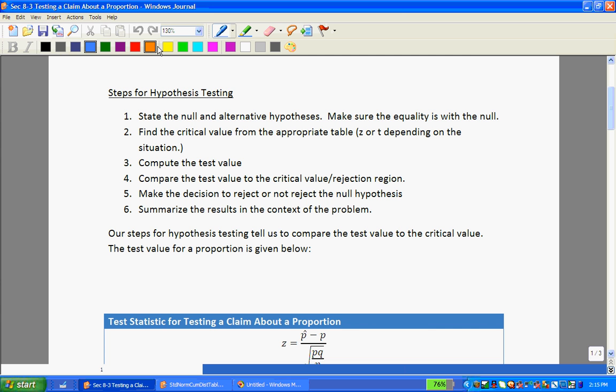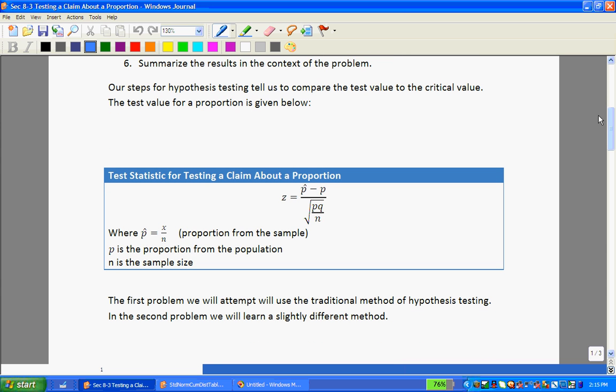If we're testing for proportion, this is our test value. So we have a Z, and knowing that we have a Z, we know we're going to be using the standard normal table. But for a proportion, Z is equal to p hat minus p over the square root of p times q divided by n. So p hat is x over n, which is the proportion from the sample. And usually we'll be given those numbers x and n, and we can calculate p hat ourselves.